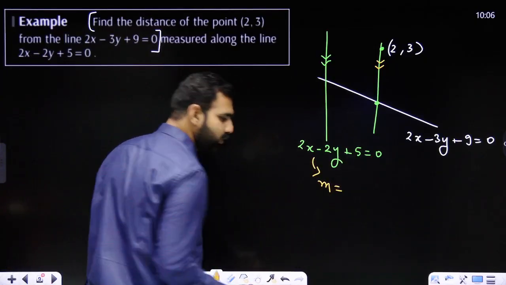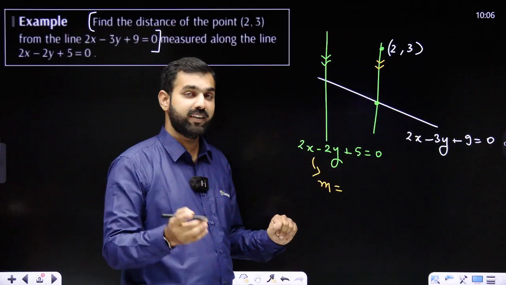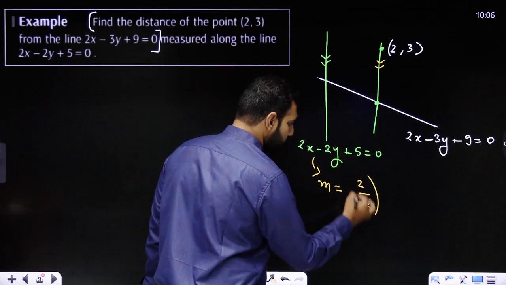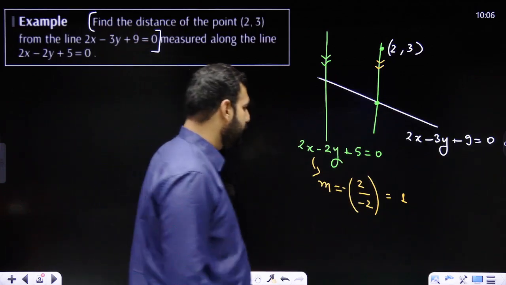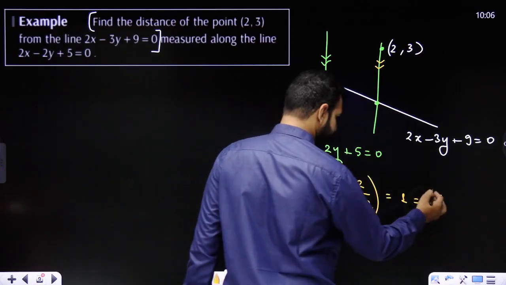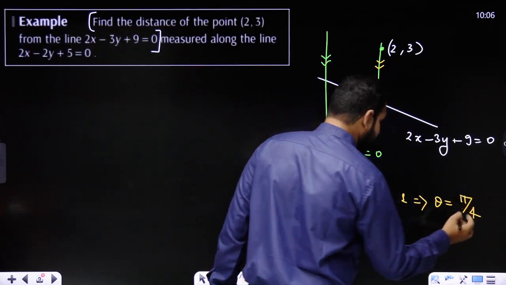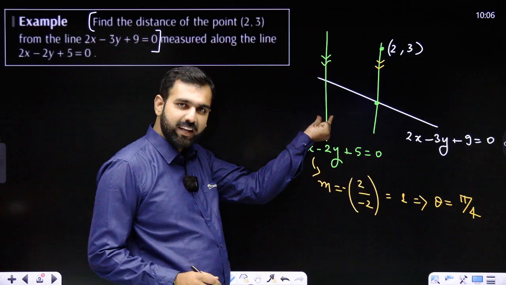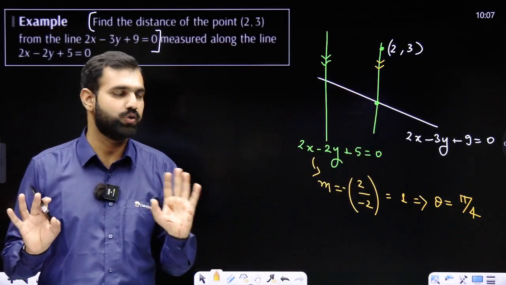I hope you know how to find the slope of a line. From the standard form, I take the ratio of the x and y coefficients and take the negative of that. So the value is going to be 2 upon minus 2, and the negative of it is going to be 1. 1 clearly helps us understand that the theta of this line is going to be pi by 4. And that theta will remain the same for this line as well. If pi by 4 is the inclination of this line, pi by 4 will be the inclination of this line as well. I hope no confusion is there so far.